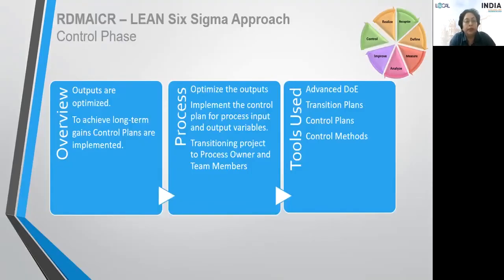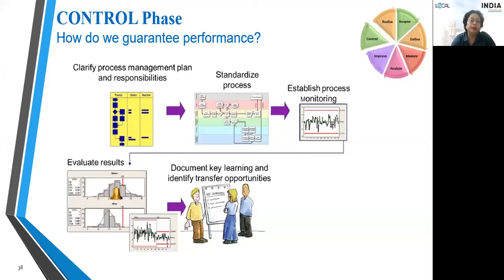Then comes the control phase. In the control phase, outputs are optimized. To achieve long-term gains, control plans are implemented. The processes used are optimize the outputs, implement the control plan for process input and output variables, and transition the project to the process owner and team members. The tools used are advanced DOE, transition plans, and control methods. In the control phase, we answer the question, how do we guarantee performance? Clarify the process management plan and responsibilities, standardize the process, establish process monitoring, evaluate results, document key learning, and identify transfer opportunities.